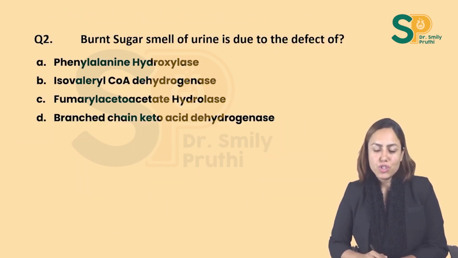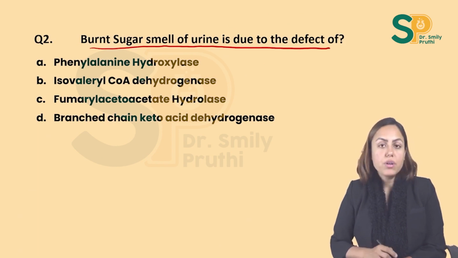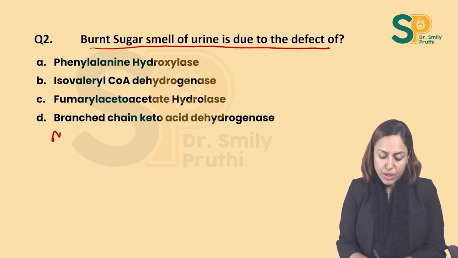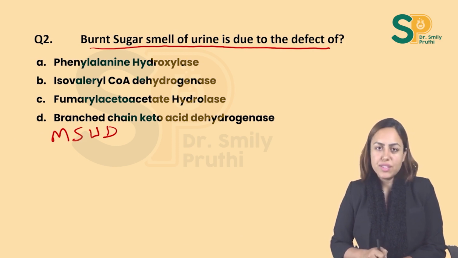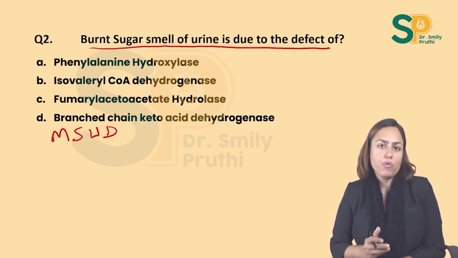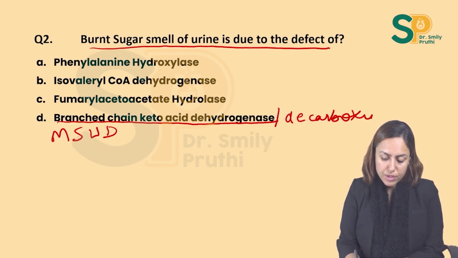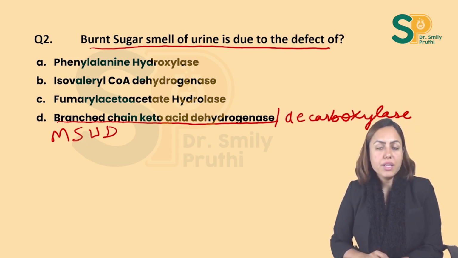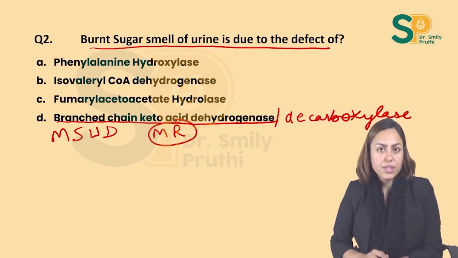Coming to the next question, question number 2 of this PPT. Burnt sugar smell of urine is due to the defect of. Burnt sugar smell is occurring in MSUD, maple syrup urine disease. The name of the disease itself tells you that there is a burnt sugar like odor. Maple syrup, sweet kind of odor. Okay. So this is branch chain keto acid dehydrogenase, or also the name of this enzyme is branch chain keto acid decarboxylase. There is mental retardation in this disease, right?